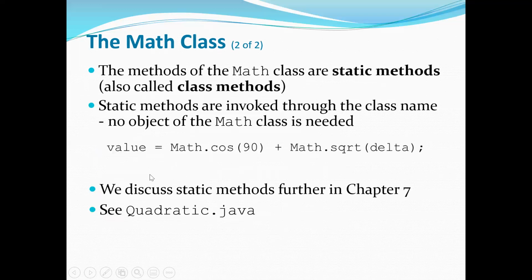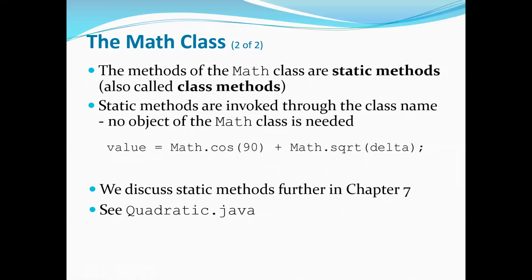So let's see some example here. Here we have math.cos(90). This means I'm going to look for the value of cosine 90. Instead of writing the method to look for a value of cosine 90, I use the cosine method that belongs to the class. So here we say the methods of the math class are static methods, also called class methods. Static methods are invoked through the class name. So you can see here, we didn't create an object.